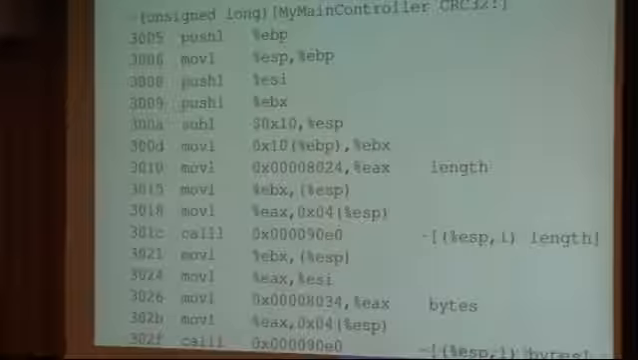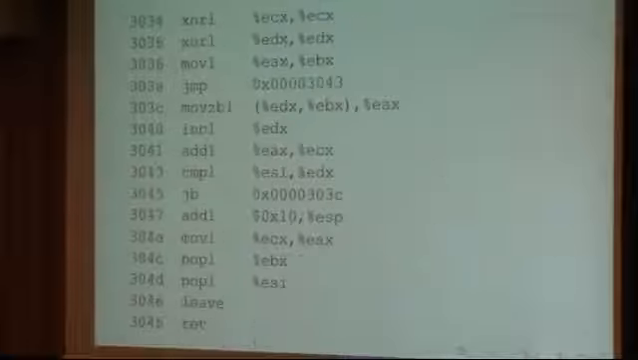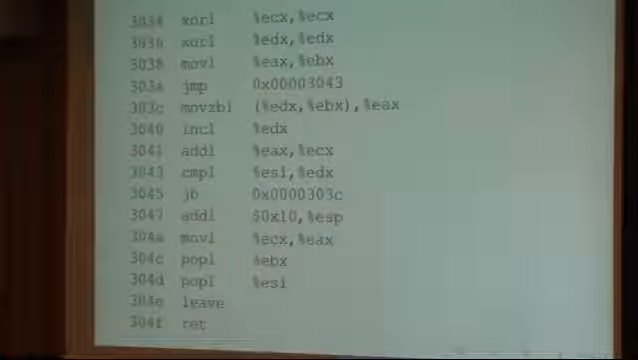There's a class method in NSData, and that parses the actual firmware image file. There's message passing in Objective-C, so length is called on that thing, and the return value you can see is put into ESI. Then bytes is called on that firmware image file, and that is put into EBX, and then ECX and EDX are cleared.